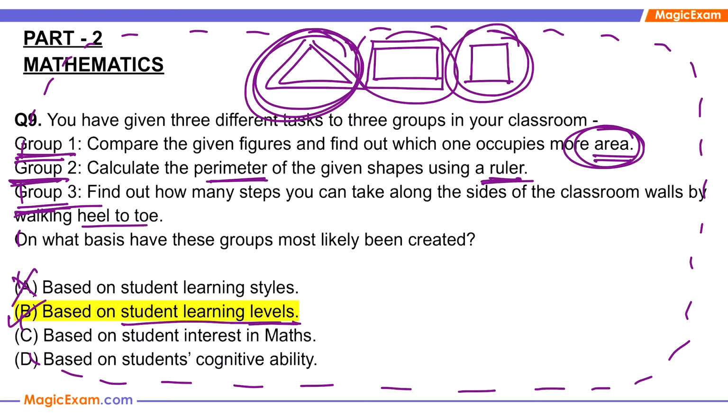And option C says based on the students' interest in maths. This is incorrect because there is nothing about whether the students are interested or not interested in maths. Even a person in group 3 may be very interested in maths. It is just that the current learning level is lower. Therefore, this is an incorrect statement. And based on the student's cognitive ability. So this is also incorrect because we are not measuring anybody's cognitive ability here or their capability to learn. We are just giving them some tasks based on which group they are. Therefore, this is also an incorrect statement.